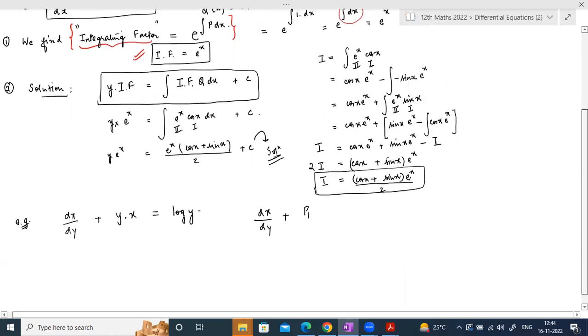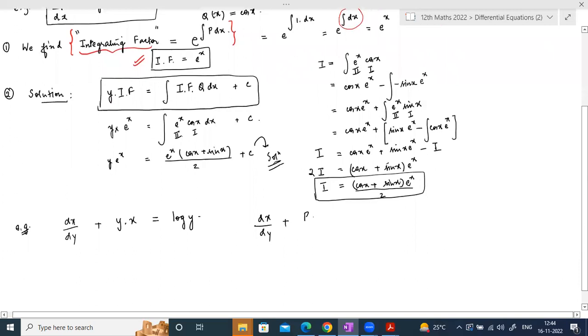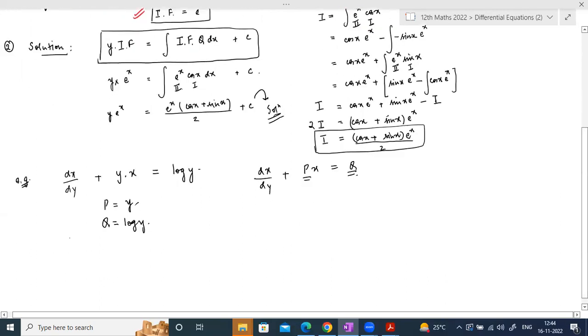dx by dy plus px is equal to q. And p and q are really functions of y here. So p is simply y and q is log y. Let's find out the integrating factor. Integrating factor will be e to the power integral of p, and now with respect to y instead of x.